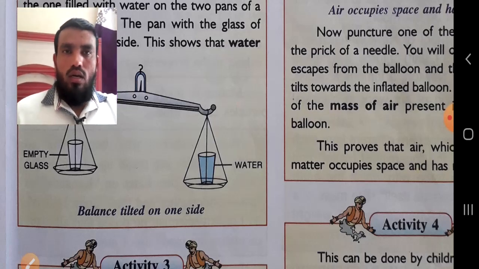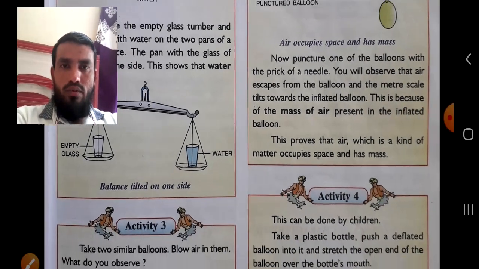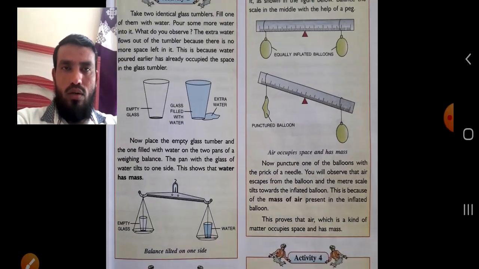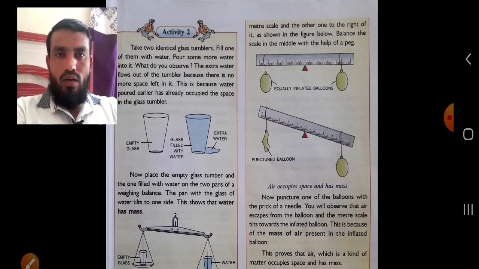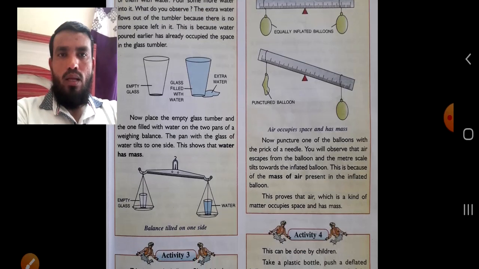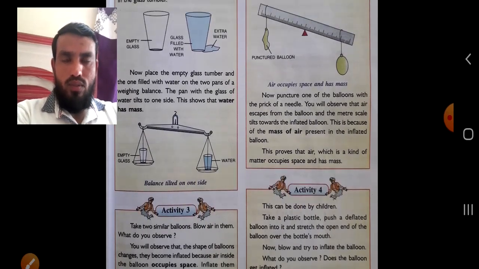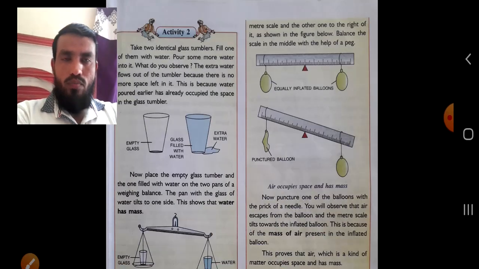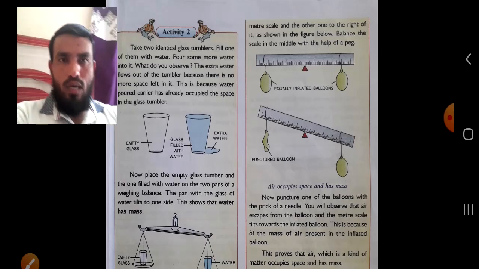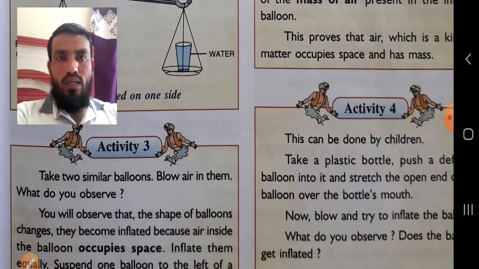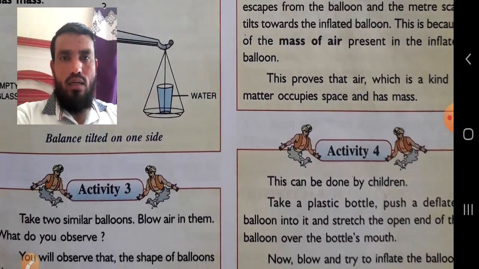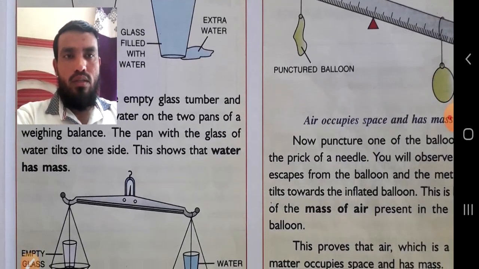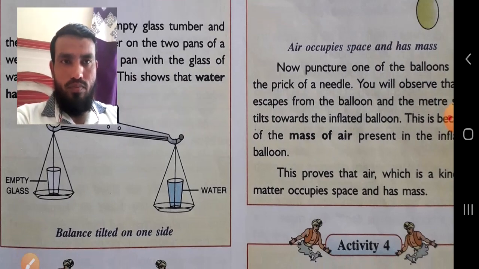So with the help of this activity we can understand the definition we have given for any matter. In this activity we have taken an example of matter that is a liquid, right. So liquid matter also occupies space and has mass. Now in the next activity we will take an example of the same thing, to again prove that matter has mass and occupies space.